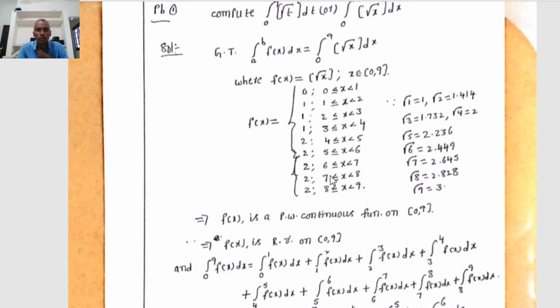Very clearly we observe that f(x) = the integral part of √x is a piecewise continuous function on the closed interval [0, 9]. Already we know by the previous theorem that every piecewise continuous function on a closed interval [a, b], or every bounded piecewise monotonic function on [a, b], must be Riemann integrable.